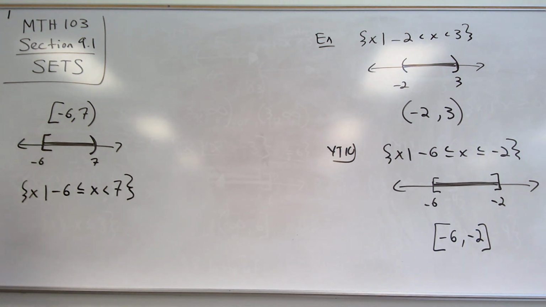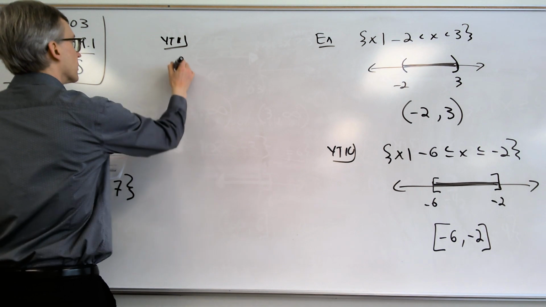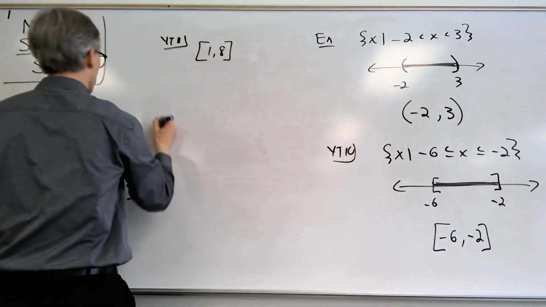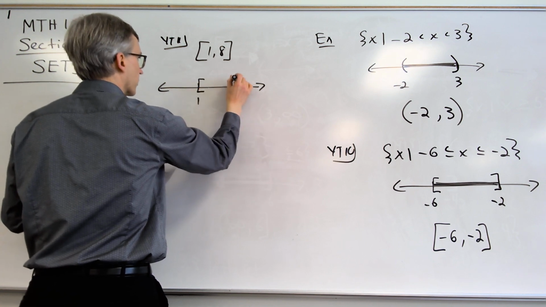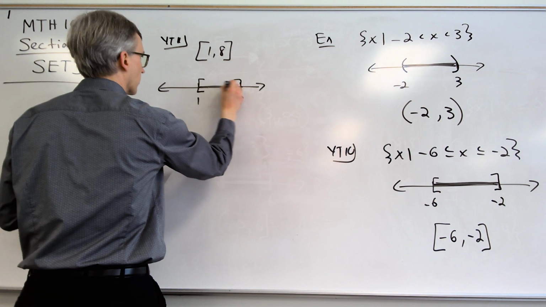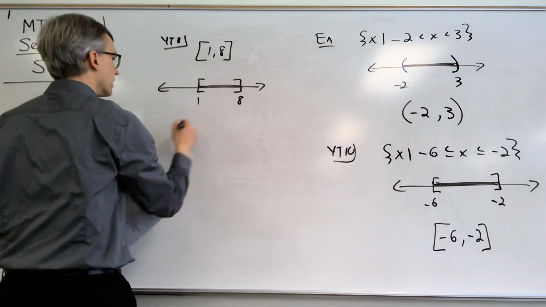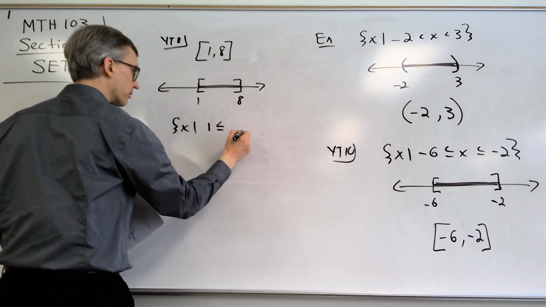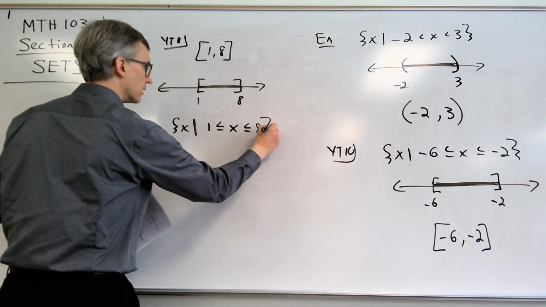Your turn, number 11. All right, same symbols, going from 1 to 8, brackets and brackets, and then for the set builder, it's going to be 1, bracket means less than or equal to x, less than or equal to 8. Close off with a curly brace.